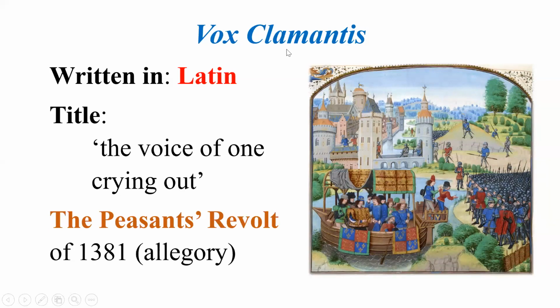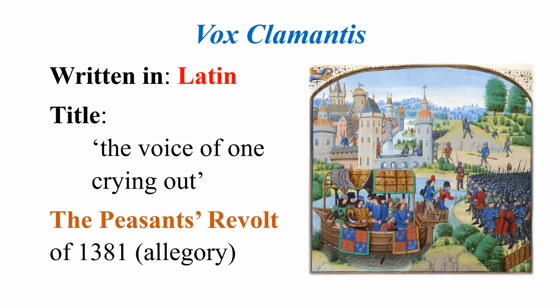This is how I memorize with a silly mnemonic. Vox, V, right? V is kind of an L, for Latin. You can derive an L from this capital V. So this is how I remember. Vox Clamantis is written in Latin because V stands for L. Somehow this stays in my mind. So Vox Clamantis is in Latin. So the other work should be in French and another work should be in English.